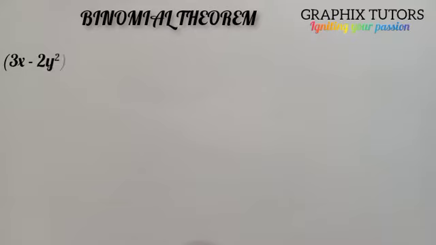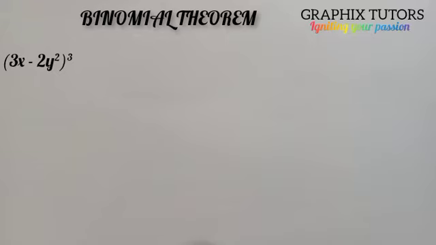Now, if you look at the front of the screen, there's a question on binomial expansion displayed there, and the question goes like this. It says (3x minus 2y squared) all to the power of 3. We should expand that using the binomial theorem.